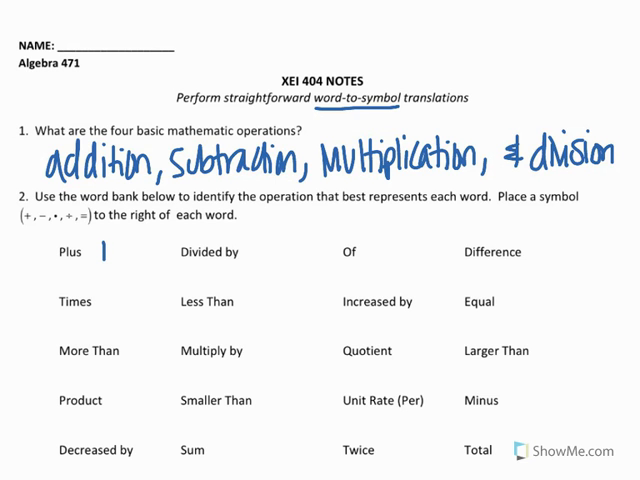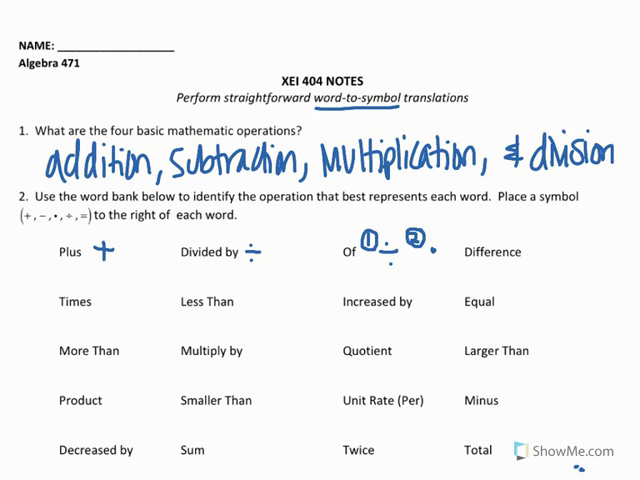Plus, that one we've seen many times before, that means addition. Divided by, we're going to use our division sign. Of, this one's a little bit tricky because there's 2 options. Our first option is division, like when we've seen is over of. But we can also see it with multiplication.